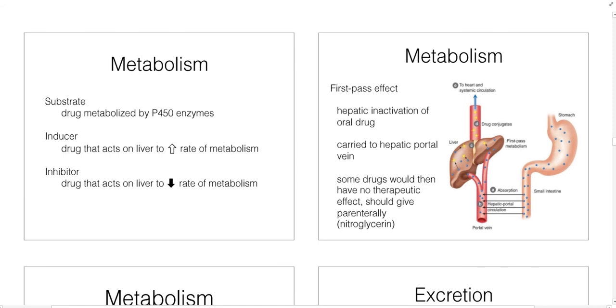So most drugs, from my understanding, it really depends on where they are. A lot of drugs will go from the stomach, small intestine, to the hepatic portal circulation into the liver without going really anywhere else in the body. They won't go into general circulation until they pass through the liver.